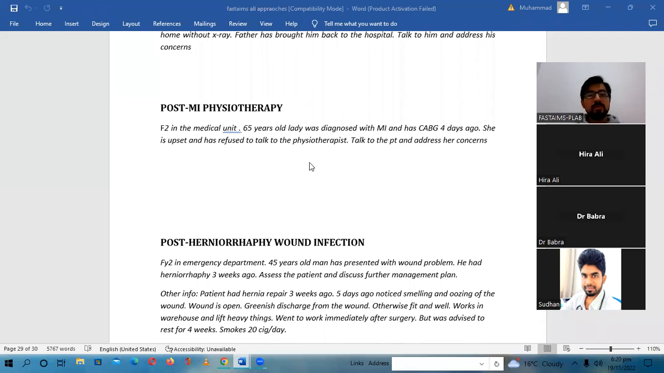The next scenario is post-MI physiotherapy. You are FI2 in medical unit. A 65 years old lady was diagnosed with MI and has had CABG done 4 days ago. She is upset and has refused to talk to the physiotherapist. Talk to the patient and address her concerns.